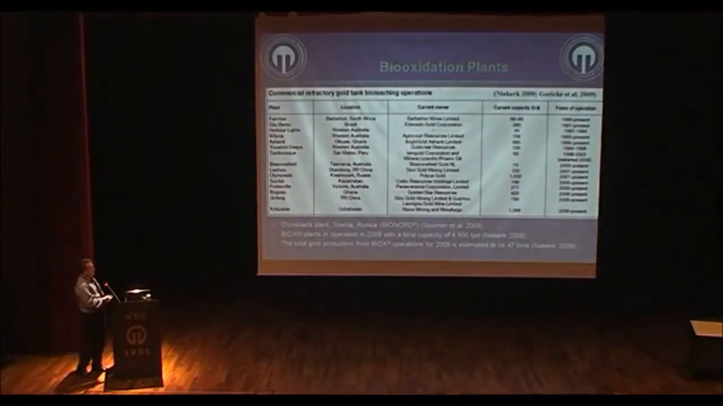When we look at the plants, there are more than 10 plants currently operating around the world. Not in the list, there's one, the Olympiada plant in Siberia, Russia, using their technology, the Biolox process. And there are also other processes as well. BIOX plants were in operation in 2009 with a total capacity of 4,500 tons per day. And the gold production from BIOX operations for 2000 is estimated to be around 47 tons of gold.